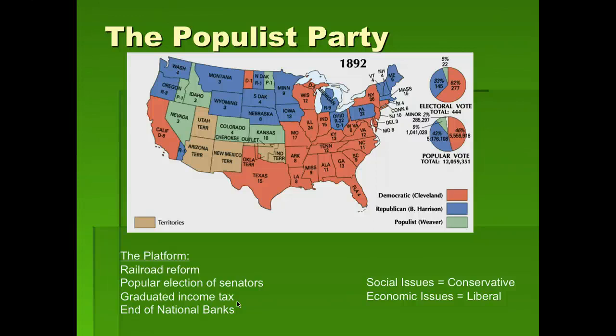What the Populists wanted to see was something called a graduated income tax. An income tax, as you might guess, is a straight percentage taken from your income that you earn. A graduated income tax means that the more money you earn, the higher percentage would be taken out of your check in taxes. Maybe you heard about the whole flap about Mitt Romney and his taxes.